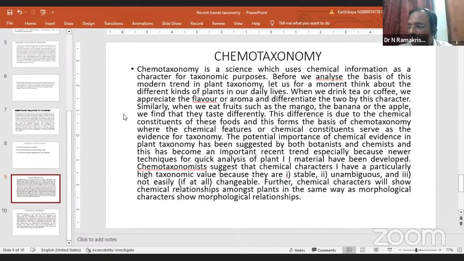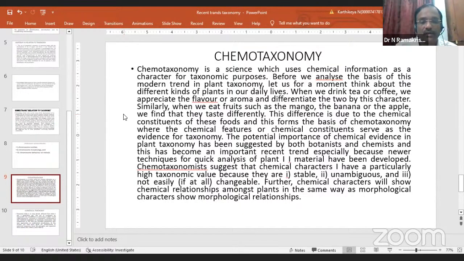The flowers are rarely unisexual. Just now I told you bisexual flowers are there, and unisexual flowers we also see, and dioecious, and polygamous types. So these are all the characters of the Annonaceae family. And the calyx has 3 sepals. Aestivation means arrangement of floral parts. We call that valvate aestivation.